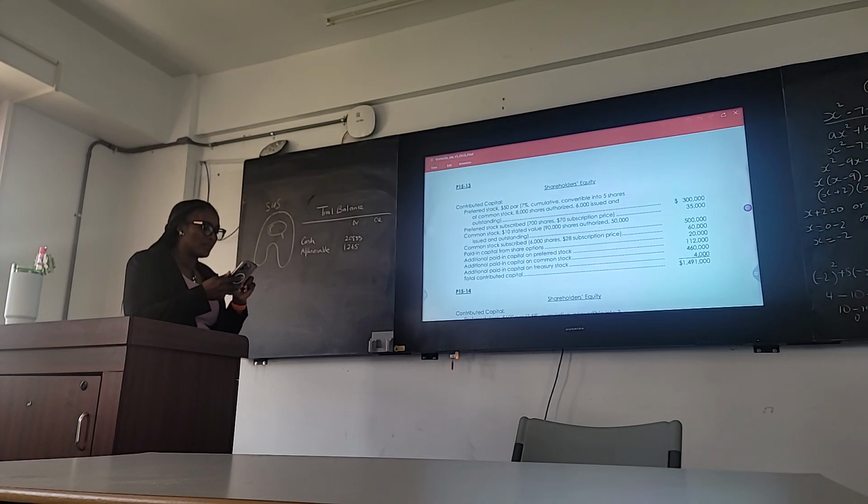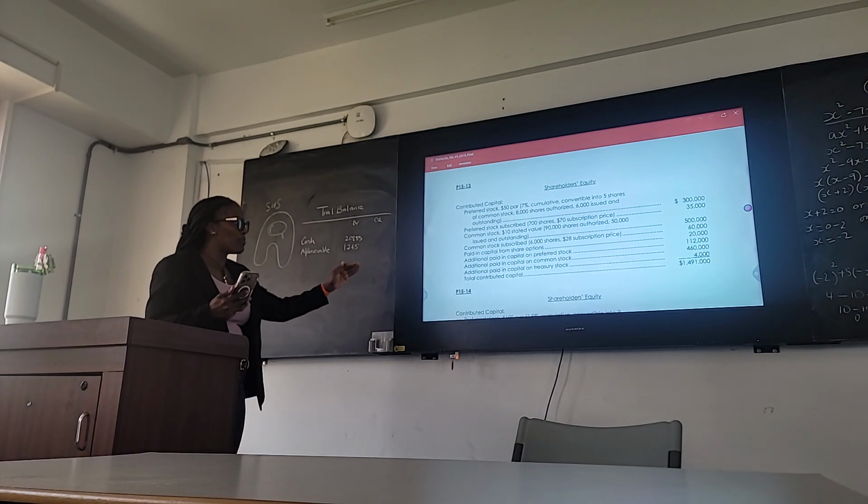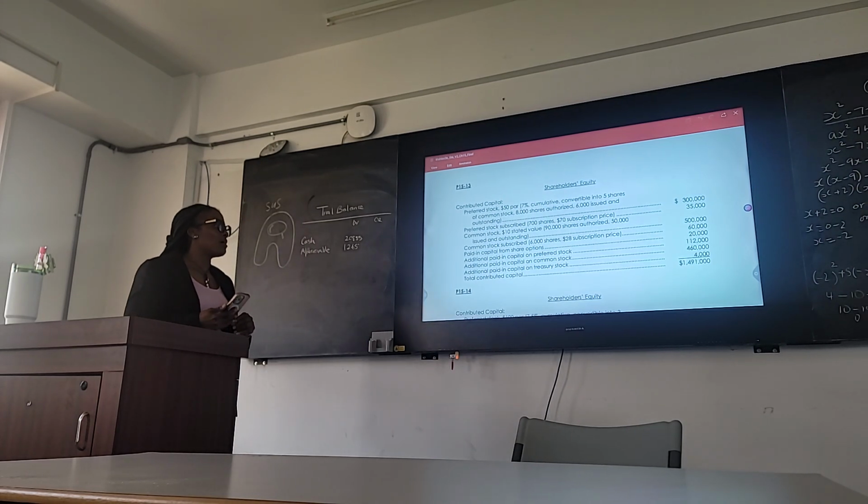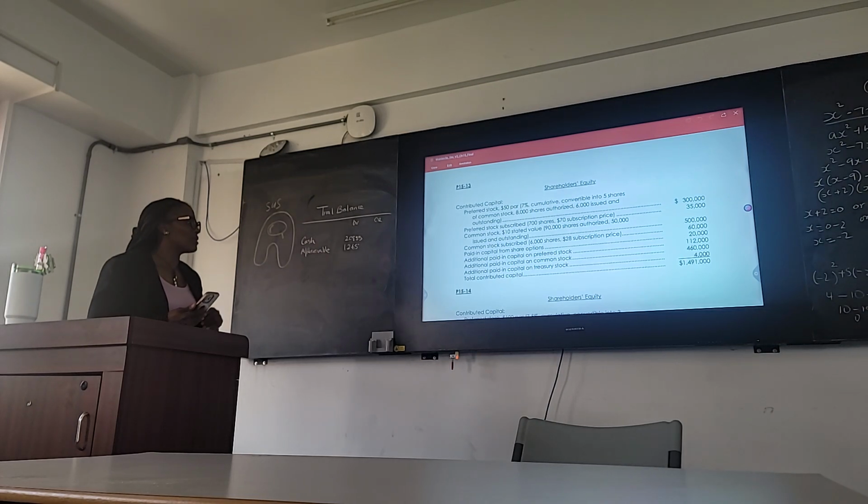It says additional paid-in capital on common stock is 460,000, so we just put it back. Additional paid-in capital, common stock 460,000.